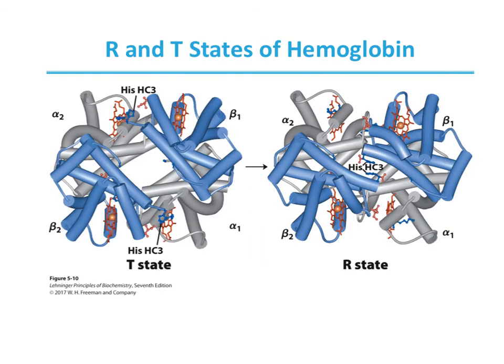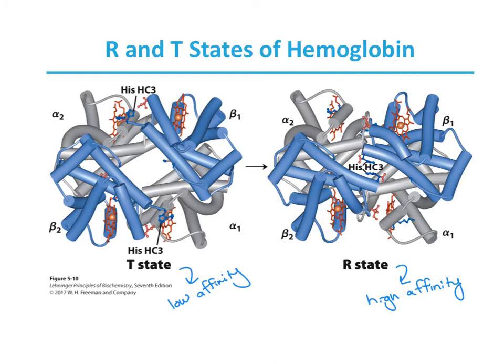So how can hemoglobin switch between these low affinity and high affinity states? Well, it does this by alternating between 2 conformations that are known as the T state and the R state. The T state is the low affinity conformation. So when it's in this state, it has a low affinity for oxygen. The R state is the high affinity state. So when it's in the R state, it really wants to bind oxygen.